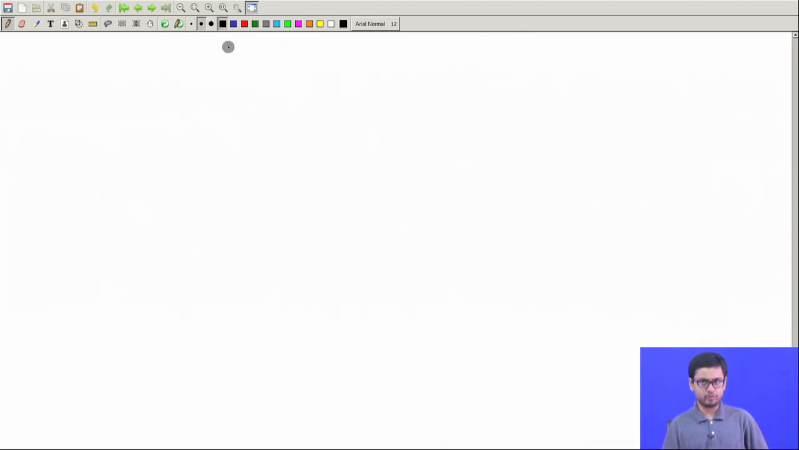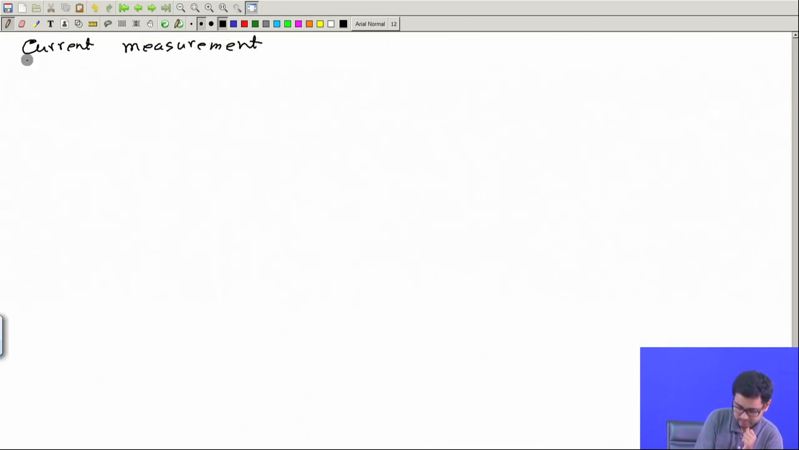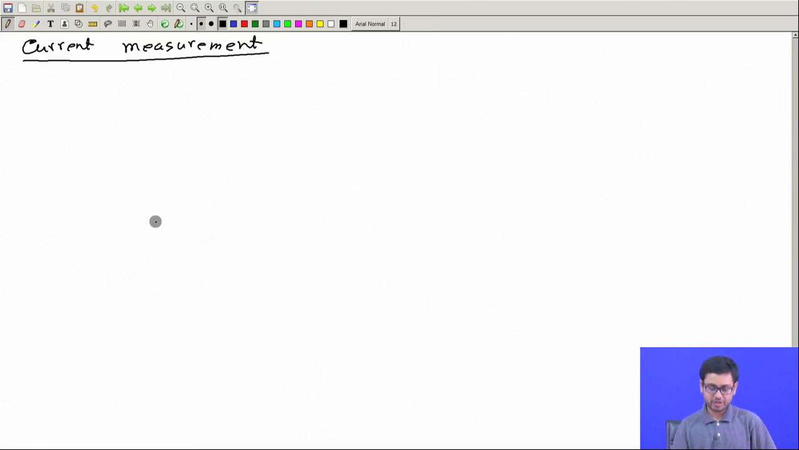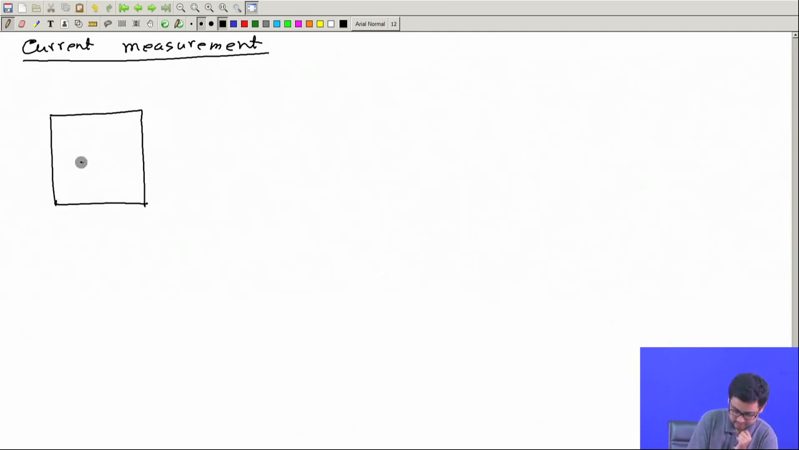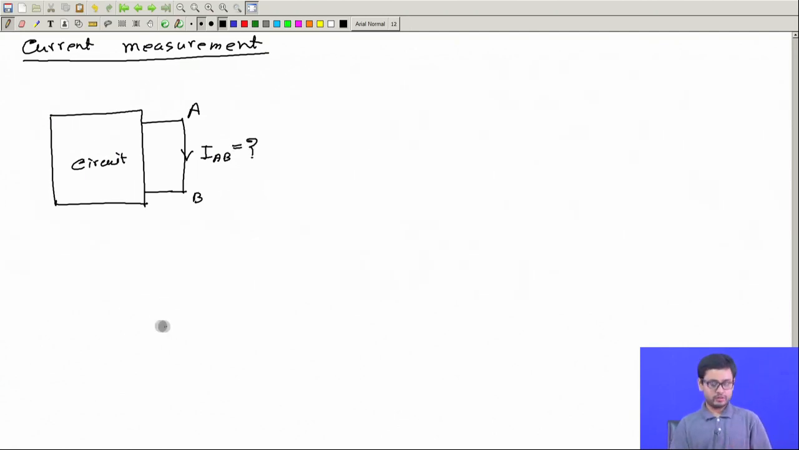I will now talk about current measurement with op-amp based amplifier circuits. So now let's talk about current measurement. Suppose I have a network, a complicated circuit, and one of its branches is AB, through which the current IAB is flowing. I want to know how much is IAB. I want to measure this current.